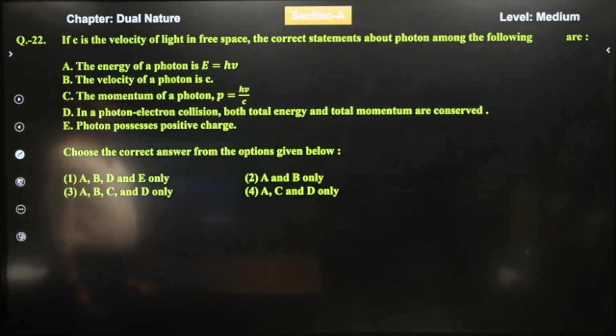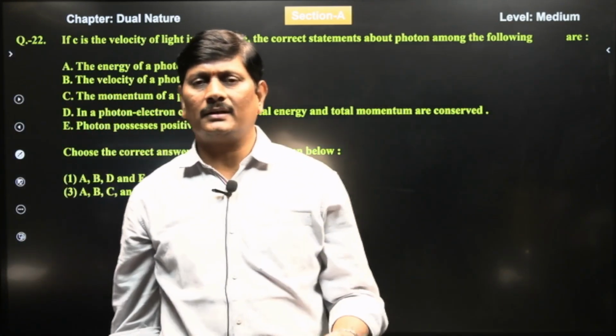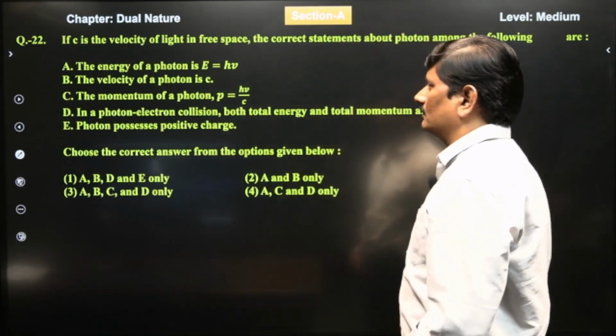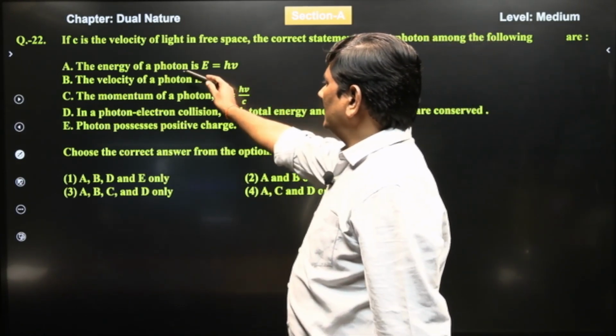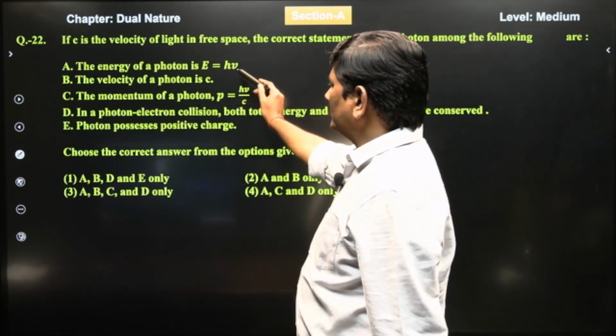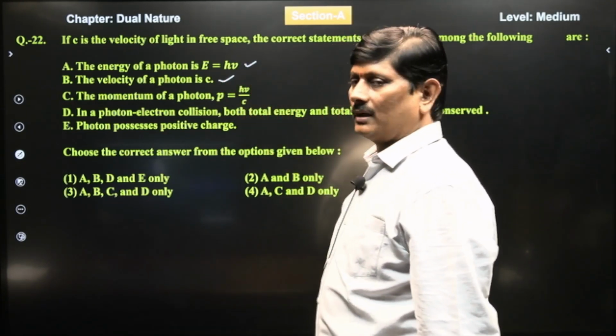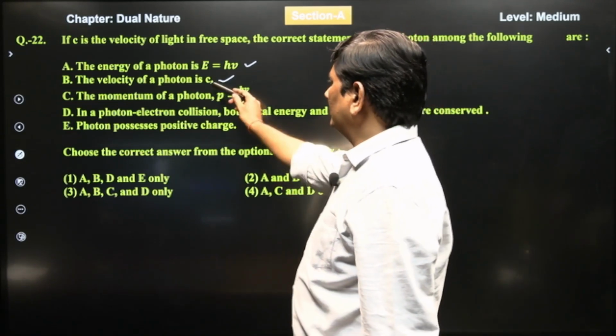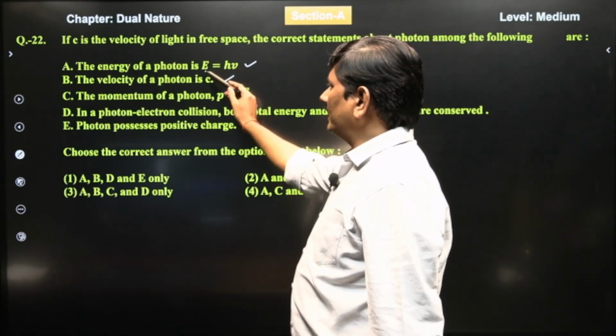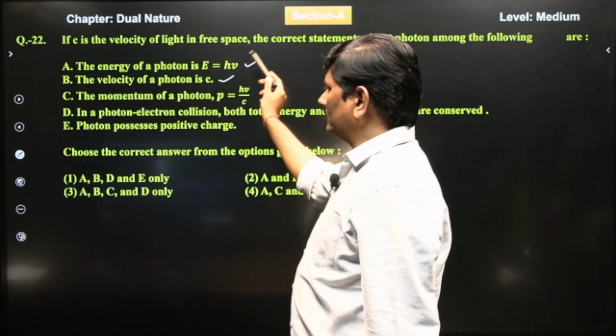Next one, dual nature. If c is the velocity of light in free space, the correct statements about the photon among the following. Photon means energy particle. It is a completely theory, basic question, basic concepts. The energy of the photon, capital E is equal to h nu, that is correct. The velocity of the photon is c, that means photons travel with the speed of light. And from the quantization of energy, Planck's quantum theory, E is equal to h nu, that is also correct.